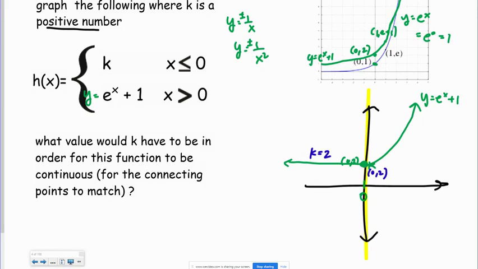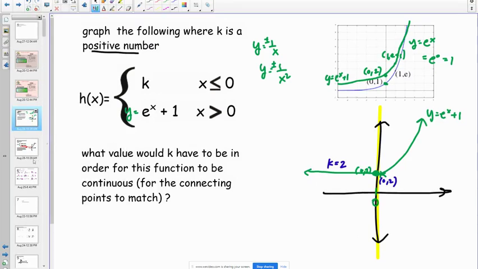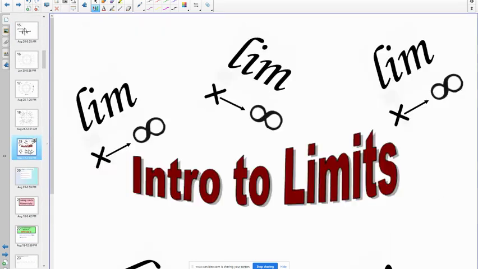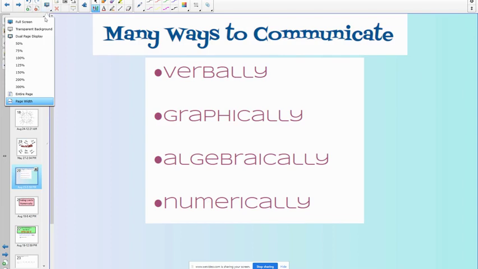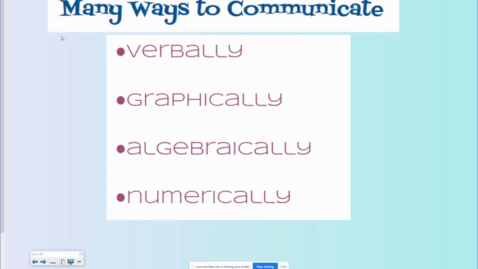All right, let's go to limits, actually, is what we're going to talk about today. And there are 4 ways that College Board wants us to teach limits: verbally, graphically, algebraically, and numerically. Today we're going to talk about verbally, numerically, and graphically. Algebraically we'll save for tomorrow.